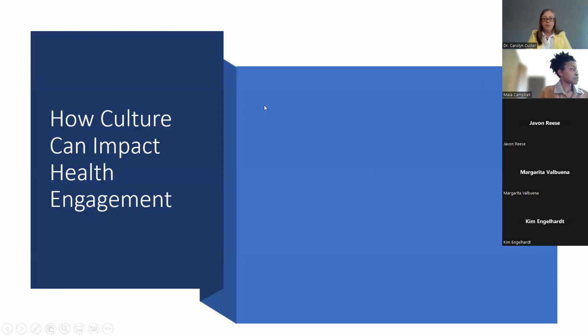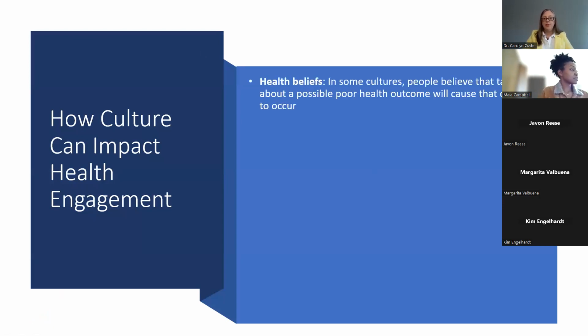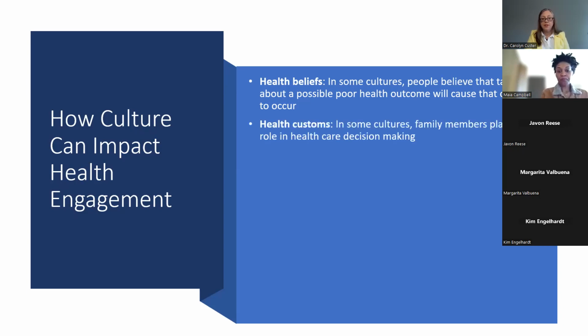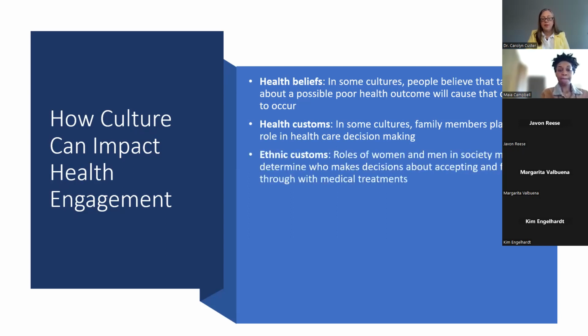Some of these you may be familiar with. Health beliefs. So for example, in some cultures, people believe that talking about an outcome will potentially cause that outcome to occur. So they would prefer to avoid talking about certain things. In some cultures, family members play a large role in healthcare decision-making. Elders, for example. Ethnic customs, roles of women and men in society may determine who makes the decisions about different medical treatments.